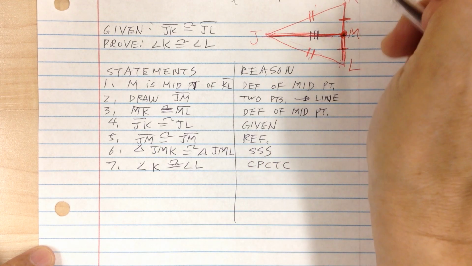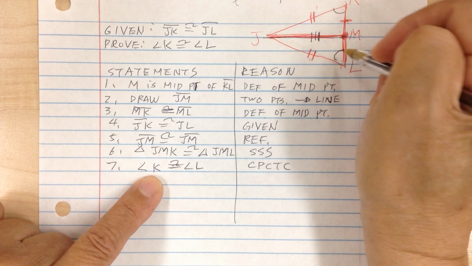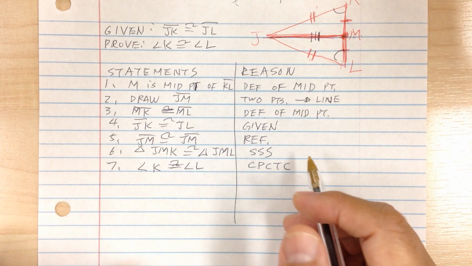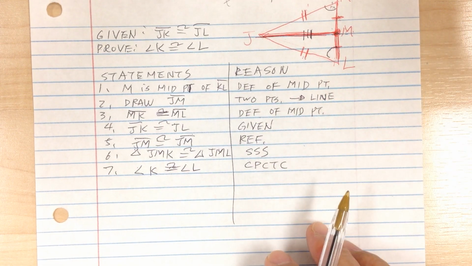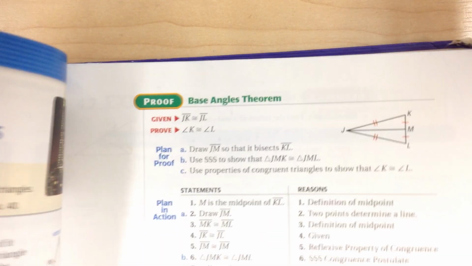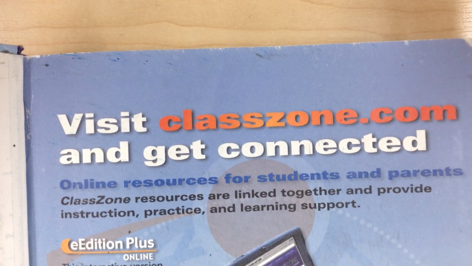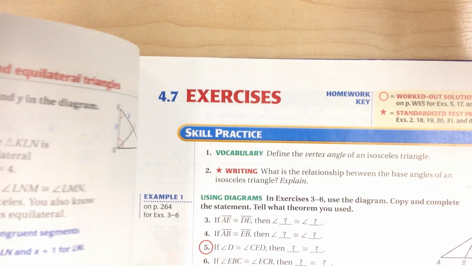So now you can see angle K will be congruent to L, okay? And that proves the theorem. Now angles facing congruent sides are congruent, okay? Okay. Okay, let's go to the next one.